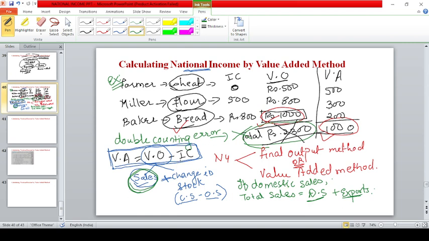Now let us see intermediate consumption. Now if domestic consumption, intermediate consumption will be given to you, in this case how are you going to calculate IC? IC will be equal to domestic consumption plus import. Why import?